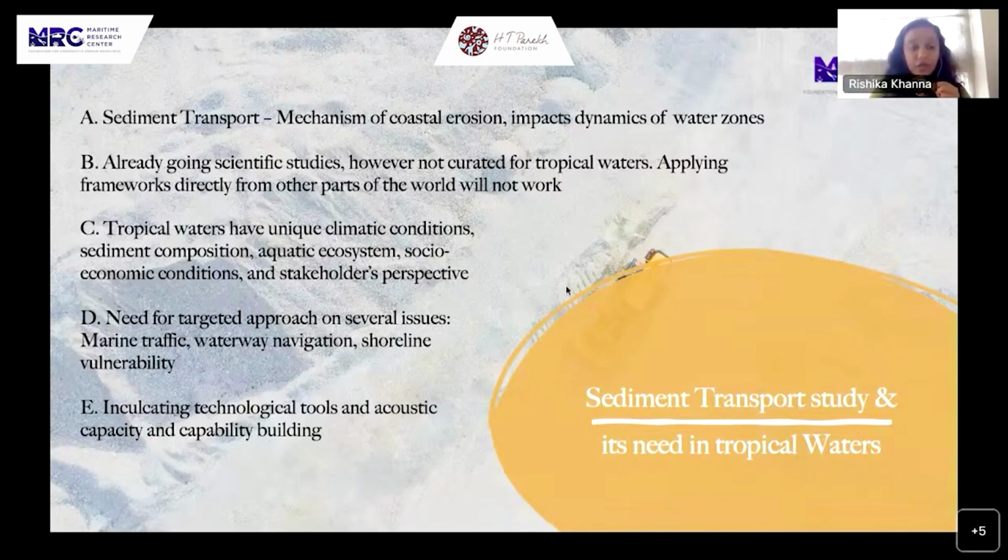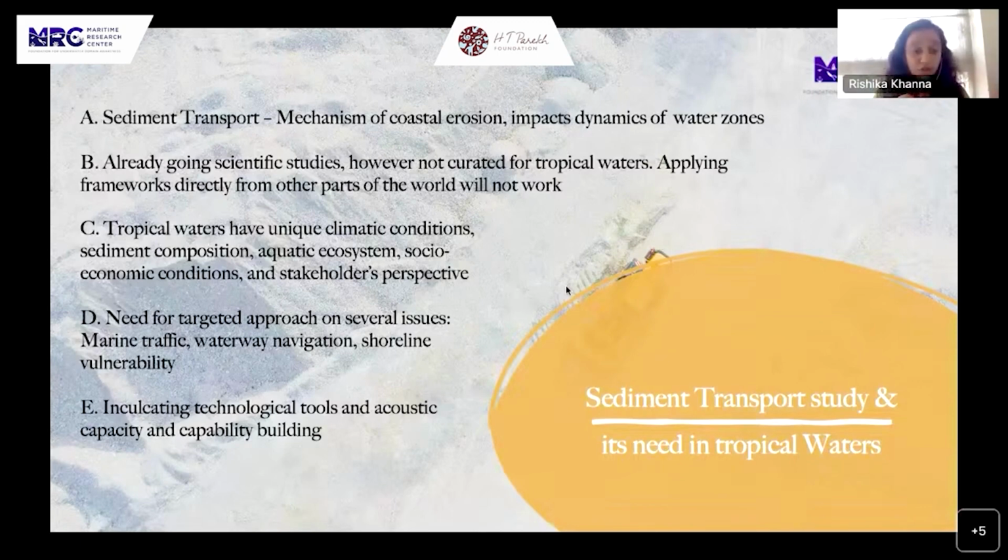As many of you would be knowing, there are already many scientific studies going on in Western and Nordic countries, but they are not curated for our tropical waters. So applying these frameworks directly from other parts of the world to our tropical waters is not a solution, because our tropical waters have very unique climatic conditions, sediment composition, aquatic ecosystem, and socioeconomic conditions, as well as taking into account our stakeholders' perspectives becomes important. So our tropical waters need a targeted approach on several issues, such as marine traffic, waterway navigation, as well as shoreline vulnerability.